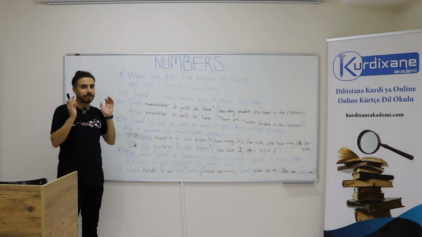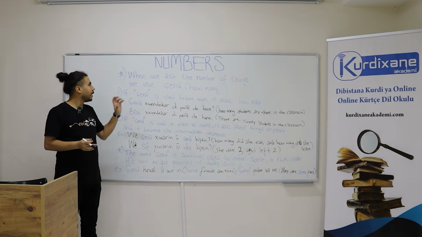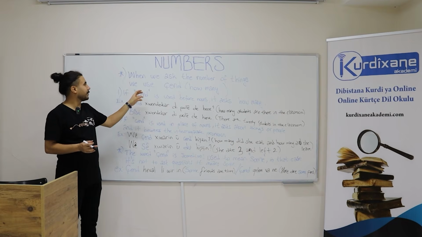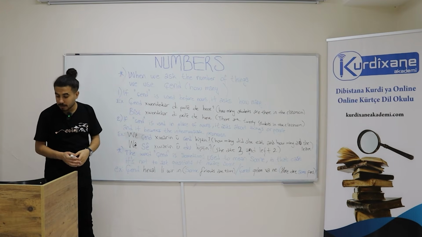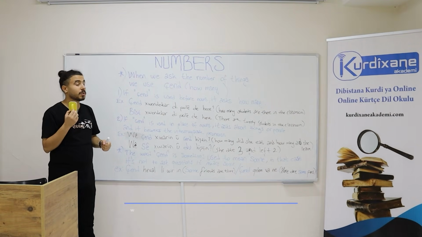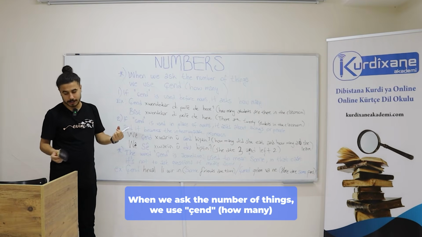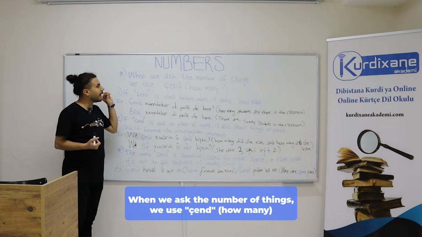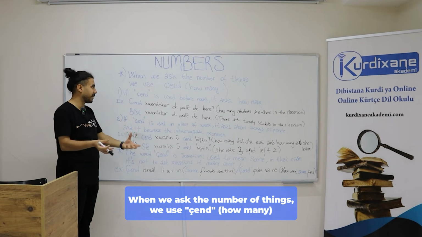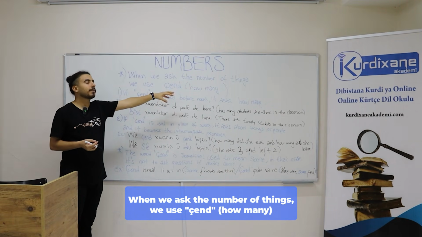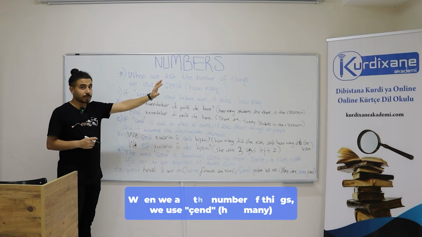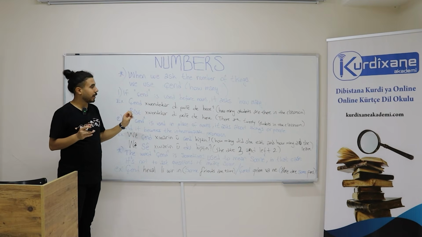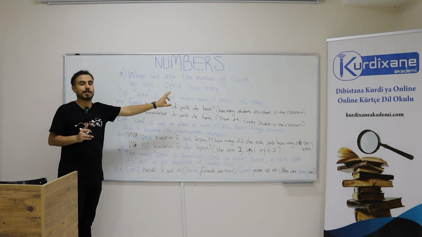So dear friends, let's finally end this video and let's finally learn how to ask how many students, how many pencils, how many books, how many erasers, how to ask about these questions in the Kurdish language. So when we ask the number of things, the number of something, we use chend. It means how many. And not to confuse your mind with a lot of information, I just want to talk about chend, which means how many.